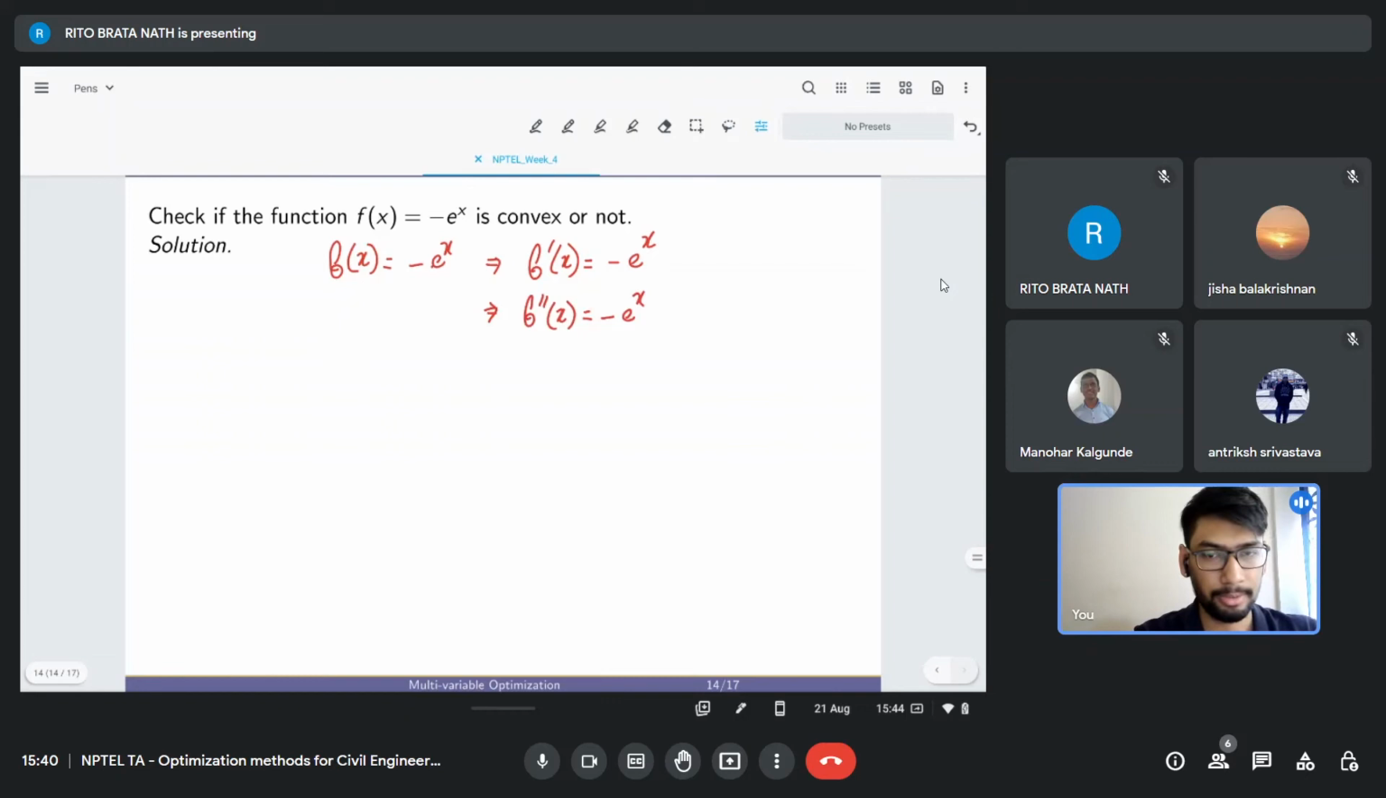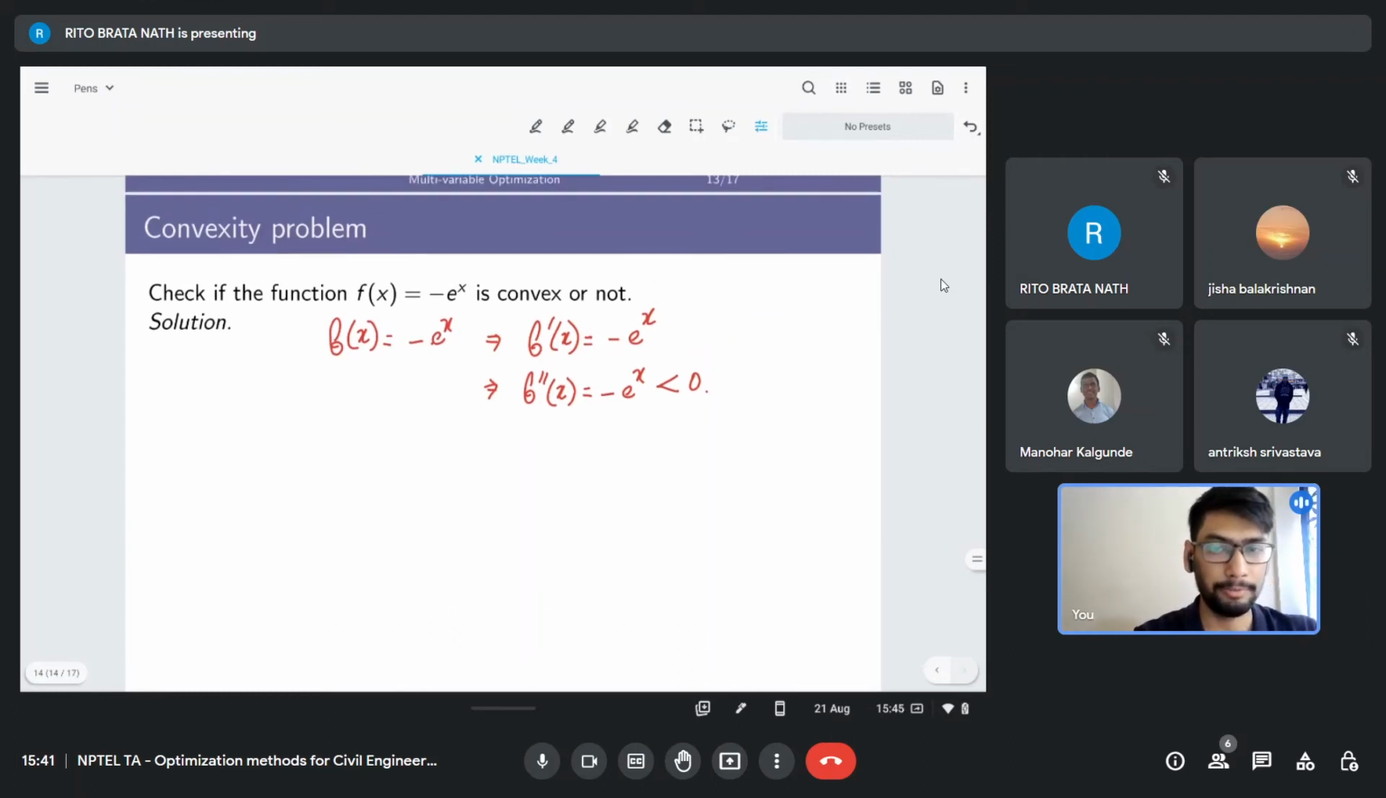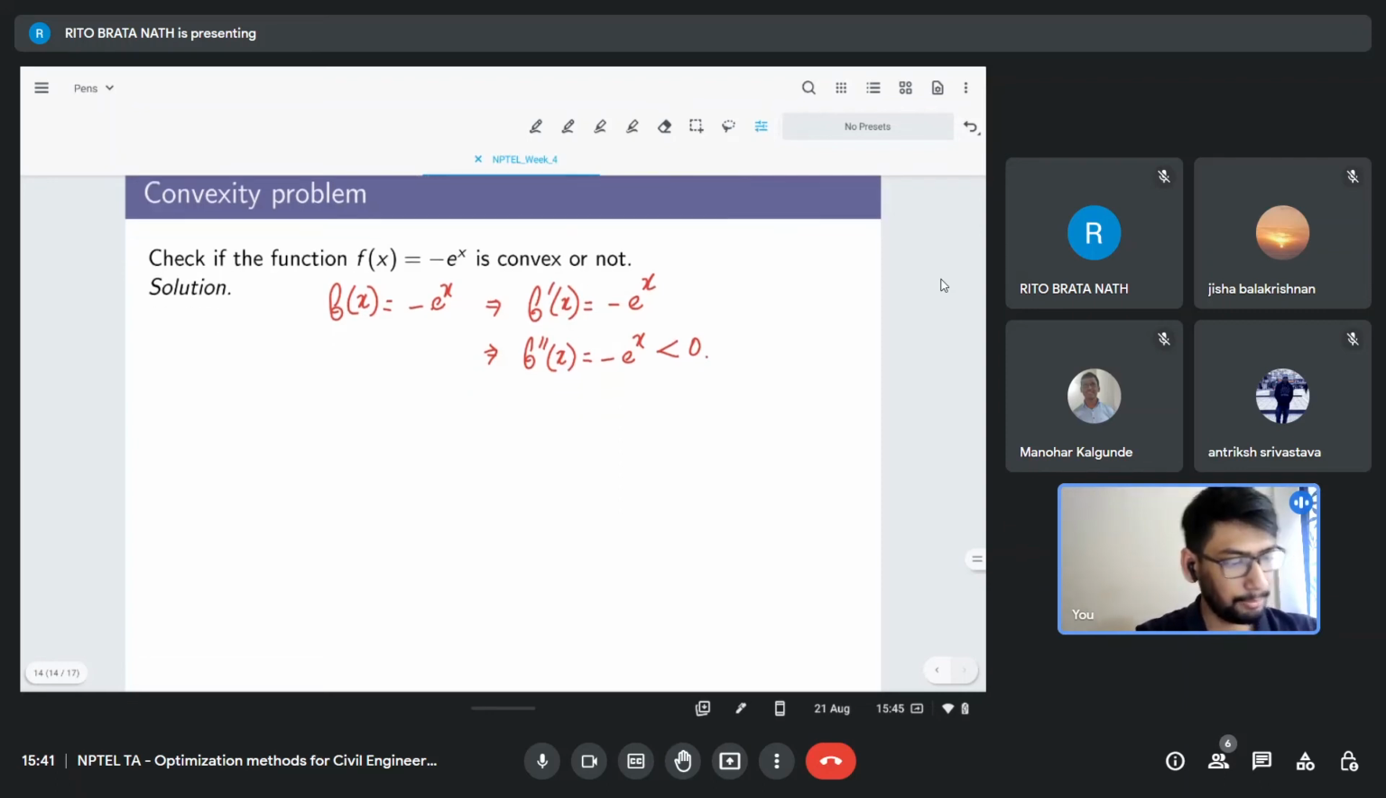And since e to the power x is always positive, you can say that this is less than 0. So this function again is not a convex function, that you can say for certain. Because this part is kind of equivalent to the Hessian of your multivariable setting. Here, if your f double prime x is less than or equal to 0, that means your function might have some maxima or something, but you won't have a minima point anywhere if you are given some domain. Anyway, so you can have a similar problem like this.